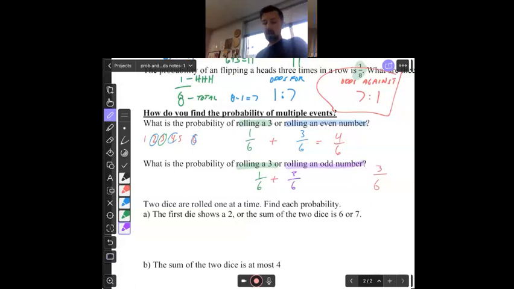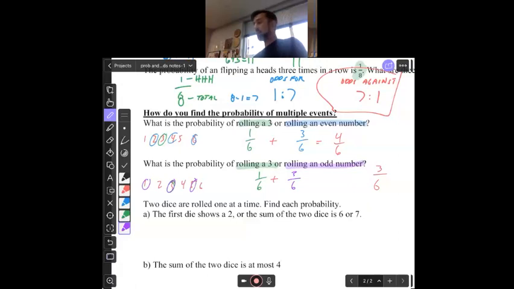That's not okay because if we look back at our sample space, 1, 2, 3, 4, 5, 6. When do I get to win? Well, I get to win if it's a 3. I also get to win if it's odd. I only get to win 3 times out of 6. I don't get to win 4 times out of 6. Right? So we can't just add them.